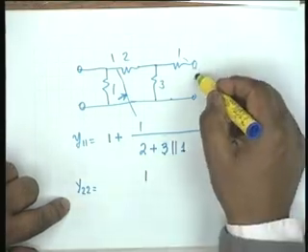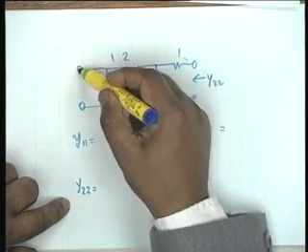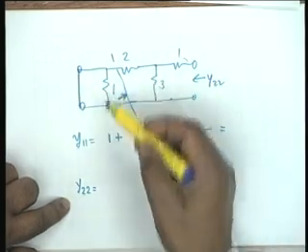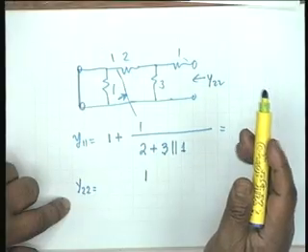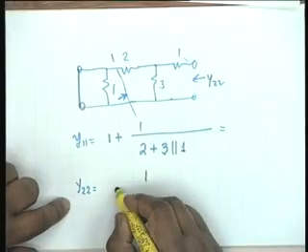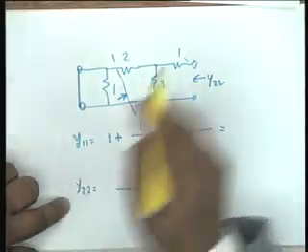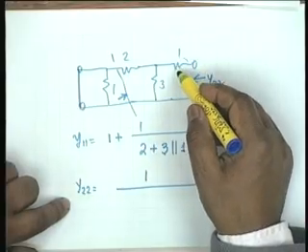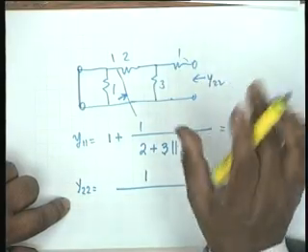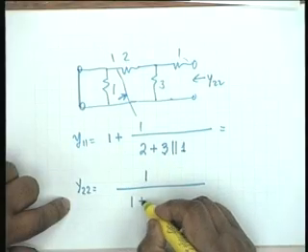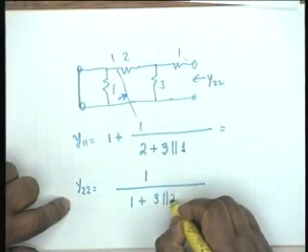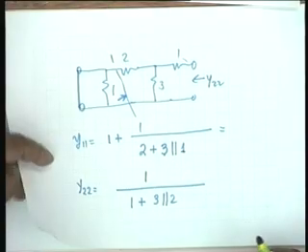Similarly, when you are calculating y22, well, I have to keep this shorted. So this 1 ohm goes bad, it has no effect, and what I have is 1 divided by, why 1 divided by? Because 1 ohm comes in series. So I find the total impedance and take the reciprocal of that. So 1 plus 3 parallel 2, that's it. Okay, let's see y21 and y12.